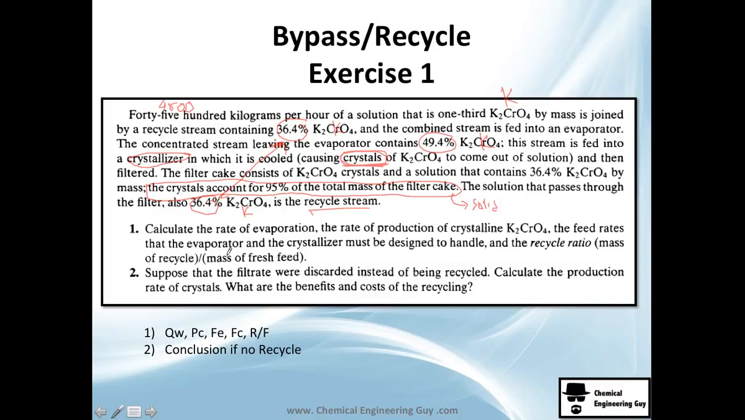Nice. Now, we're going to calculate the rate of evaporation, the rate of production of K solid, and the feed rates of the evaporator and crystallizer. Okay, now we need the recycle ratio, which is exactly the mass of recycle divided by the mass of fresh feed. Good. And suppose there was no recycling. Okay, we're going to see what happens when we do not recycle. Nice. Let's do it. What are we going to see? Let me show you the diagram.